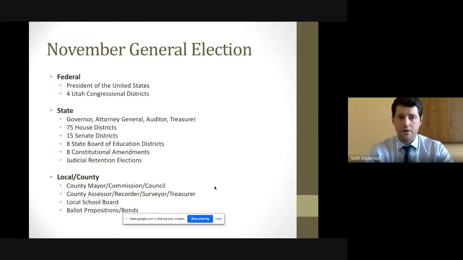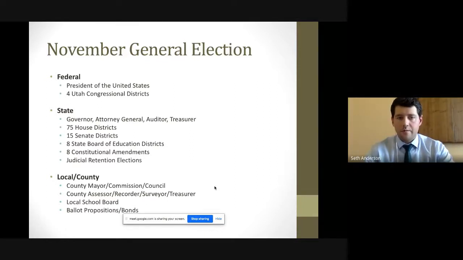For state, we have all statewide offices. So governor, attorney general, auditor, and treasurer. We have all 75 Utah House districts on the ballot, and we have 15 Senate districts. So that's 15 out of 29 Senate districts. We have 8 state board of education districts up for election. That's 8 out of 15. We have 8 constitutional amendments on the ballot. And then we also have judicial retention elections.